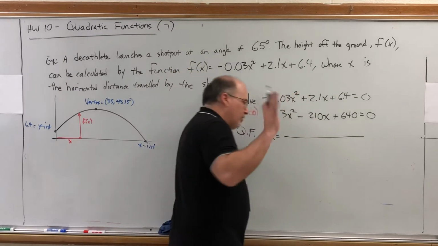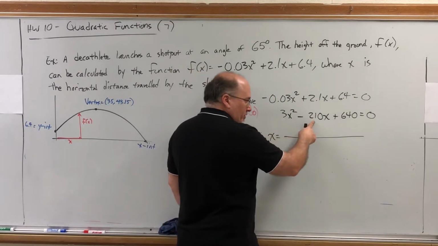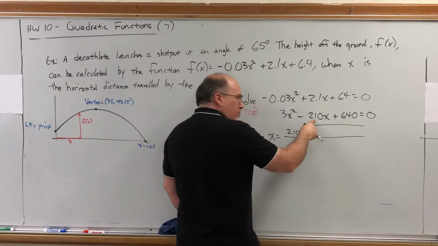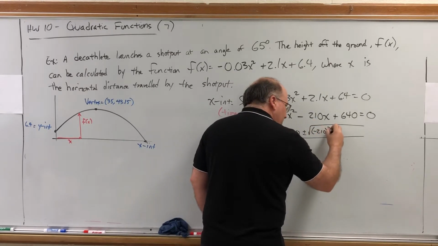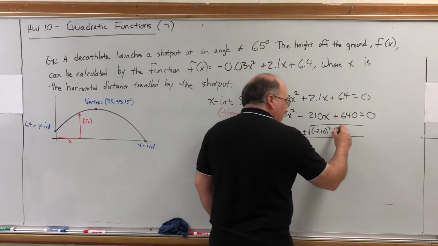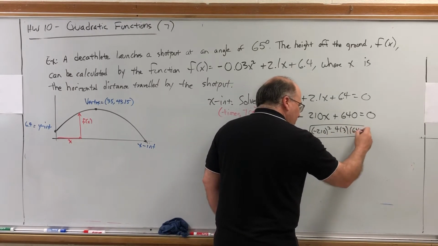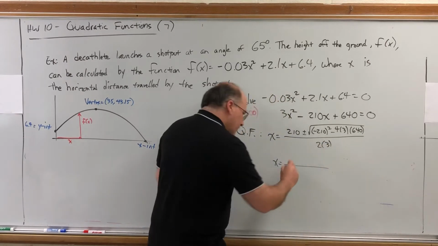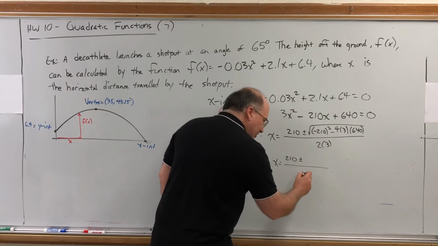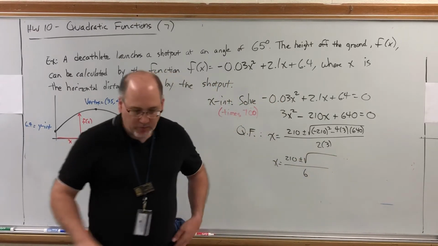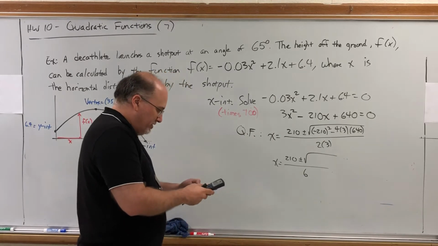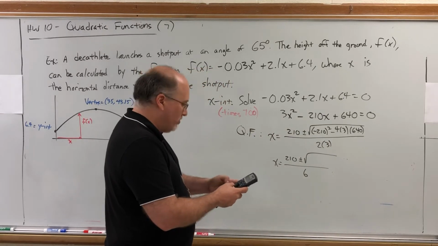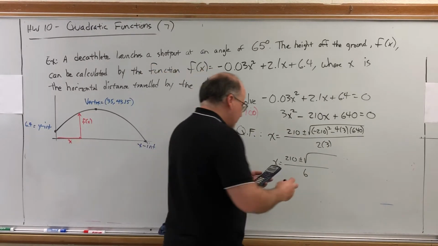So without jumping through all the hoops, negative b, so negative of negative 210, so 210, plus or minus the square root of b squared, so negative 210 squared, minus 4ac, so minus 4 times 3 times 640, over 2 times a, so over 2 times 3. So 210 plus or minus, and the denominator is 6. Under the square root, we're going to get a pretty large number, 210 squared. Don't need a negative there because it's going to disappear anyway. Minus 4 times 3 times 640 is 36,420.